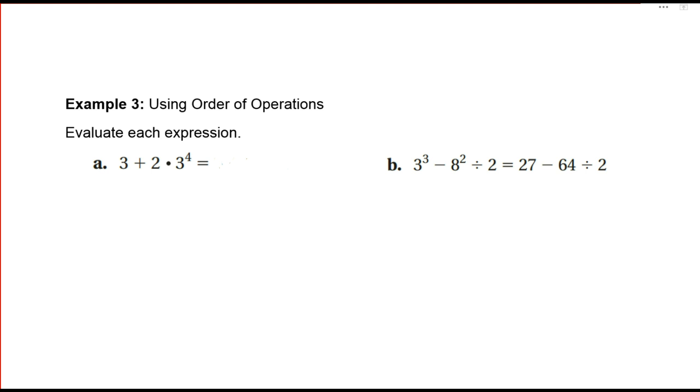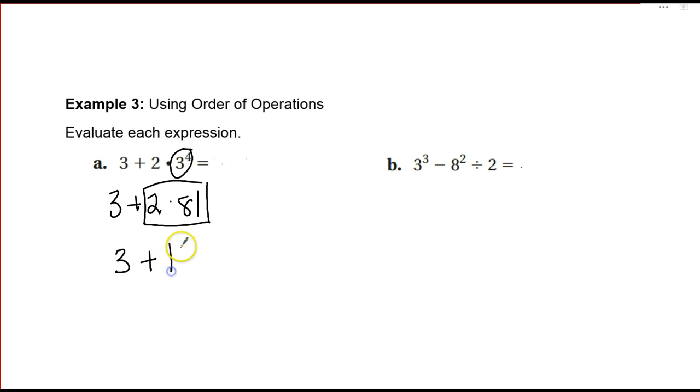So, first thing is first, you need to use your order of operations. That's parentheses, exponents, then multiplication and division in the order that it appears, and then adding and subtracting. So the first thing I need to do here is exponents. So this is really 3 plus 2 times 3 to the 4th power is 81. 3 to the 4th power is 3 times 3 times 3 times 3. Now I do 2 times 81, so I have 3 plus 162, which is 165.